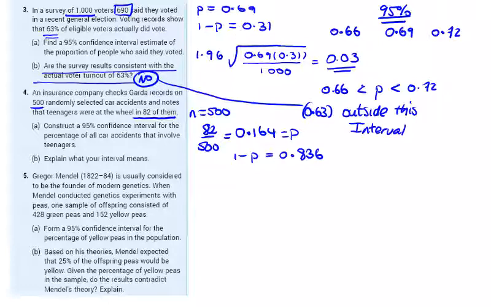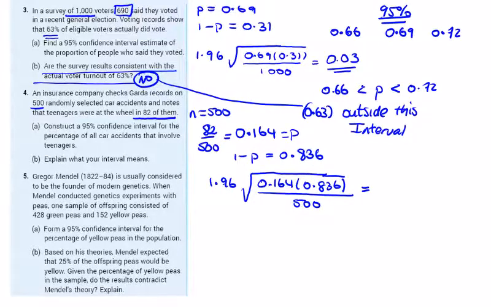So 1.96 times the square root of 0.164 by 0.836 divided by n, in this case 500, is going to give me a value of 0.03 again. Just double check that. It is 0.0324. I'll just take the first two. I don't think it's going to make a big difference.